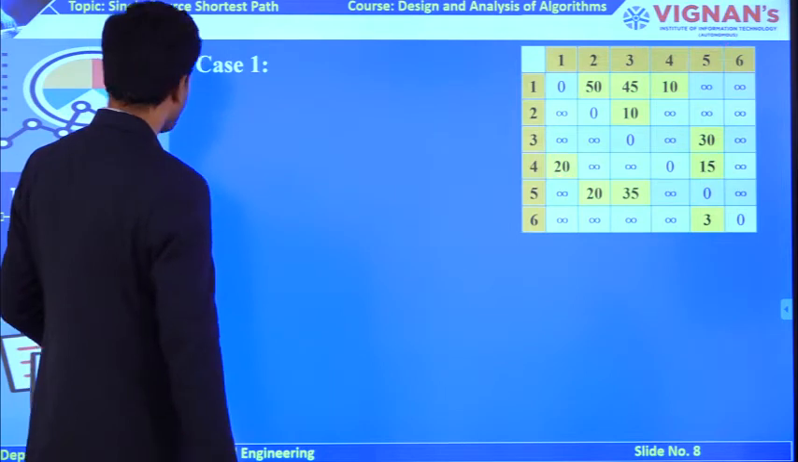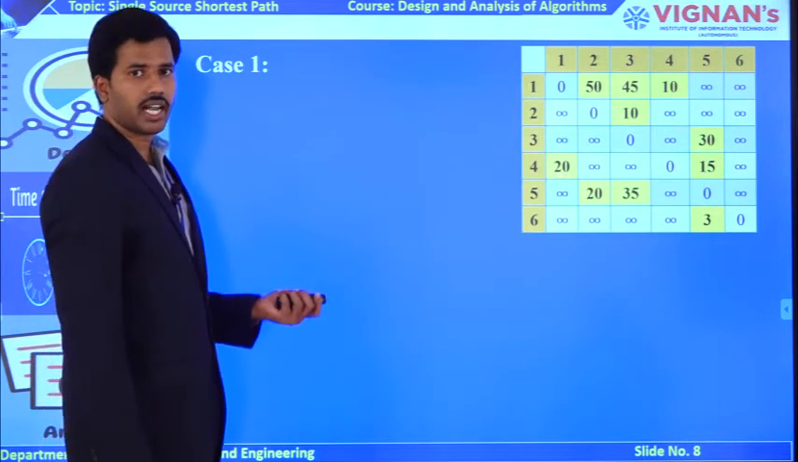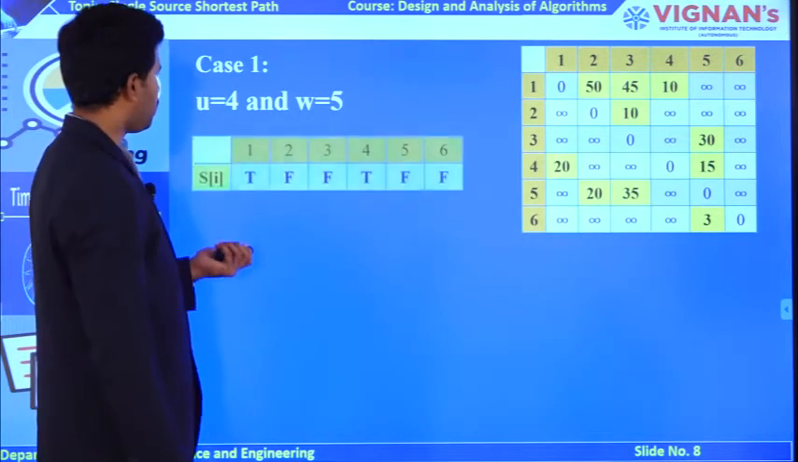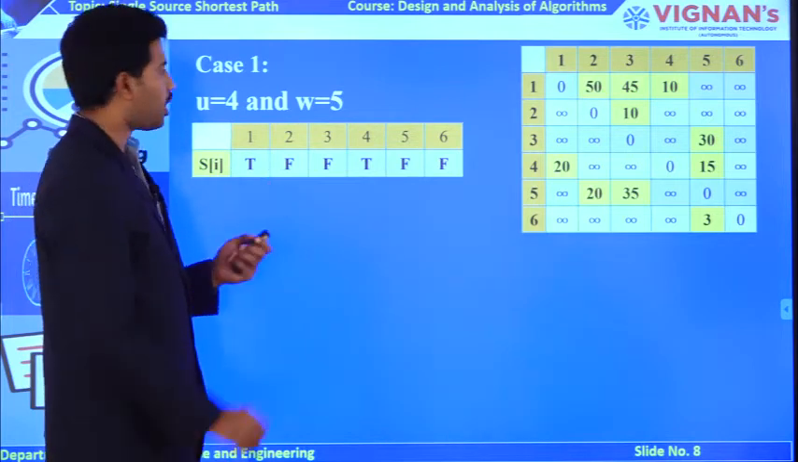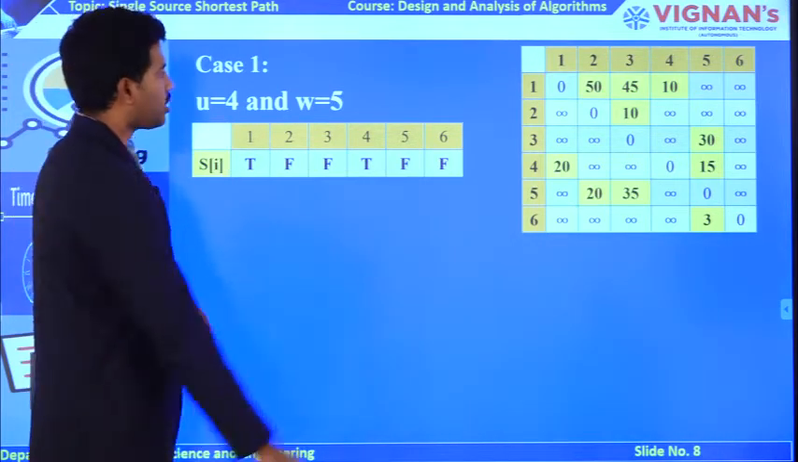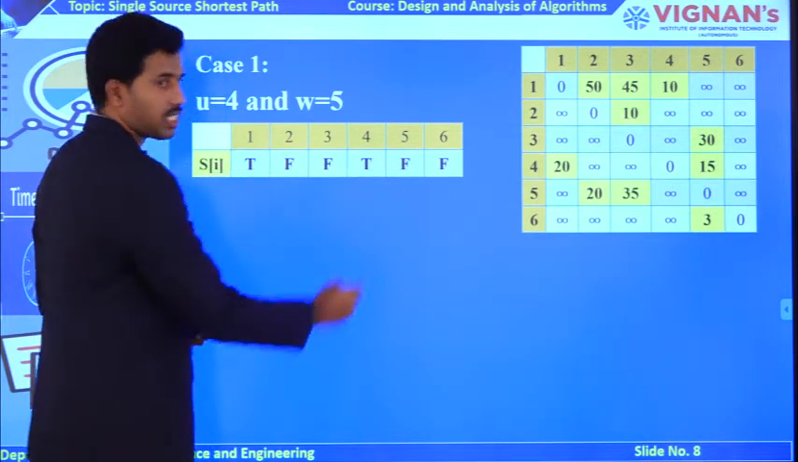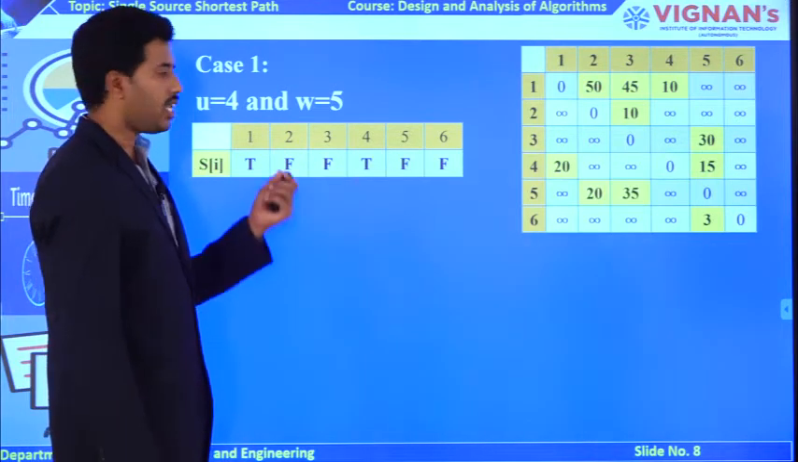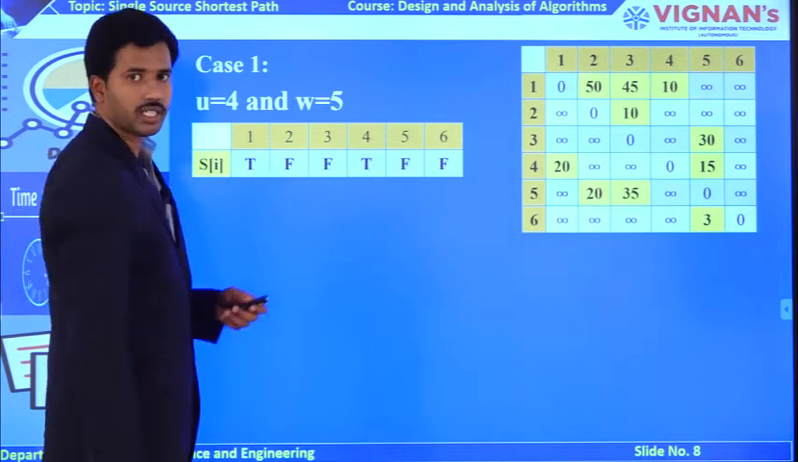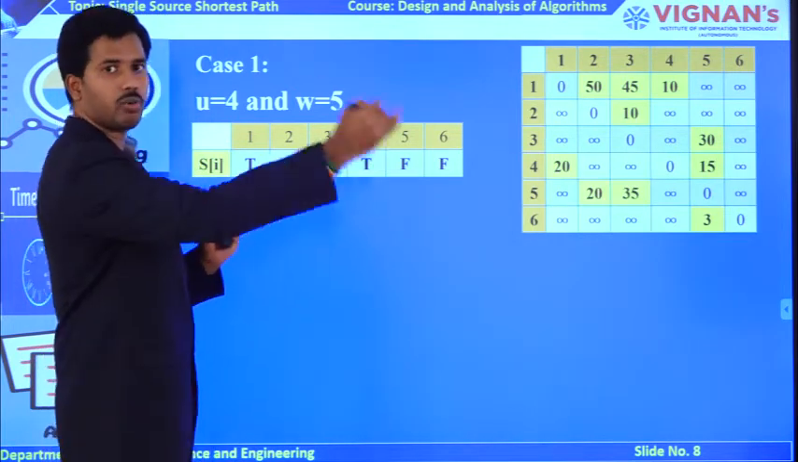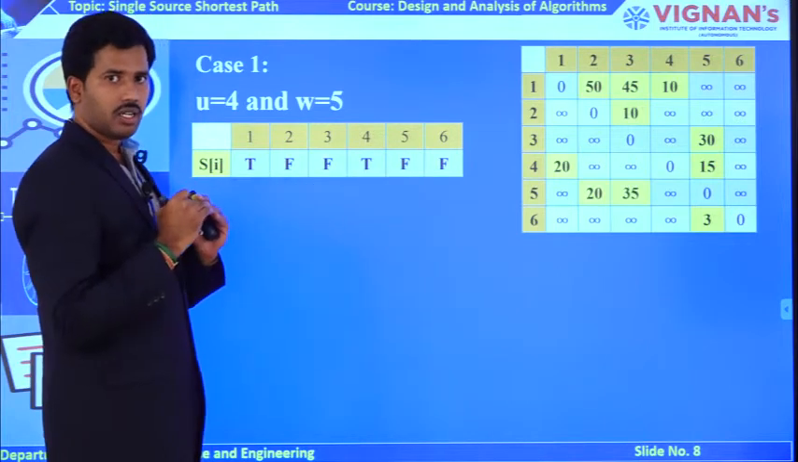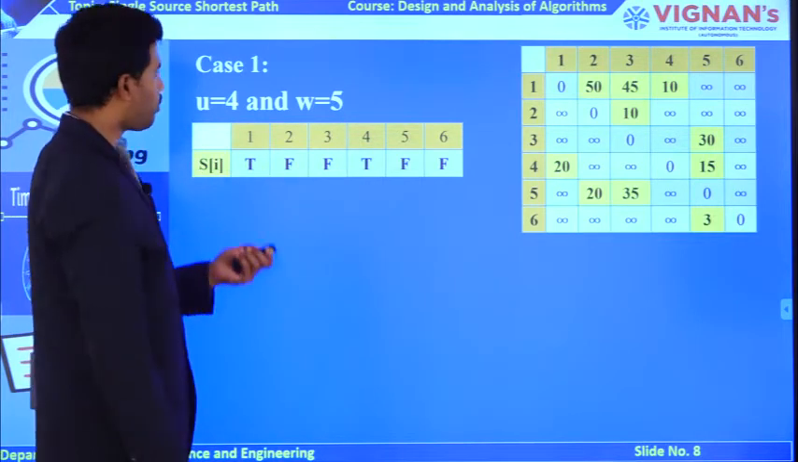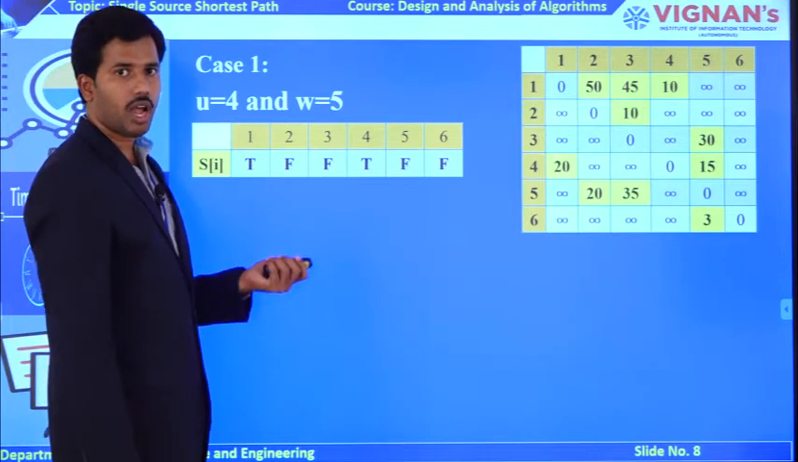Now we focus on how to update the solution vector as well as the distance vector. My U value becomes 4 and W becomes 5. If U becomes 4, my current vertex is 4, so I am changing my 4th index to true. The indices labeled as false are the not visited vertices; if an index has the value true, it is already visited. Now I am at 4, trying to move to 5. Initially I was at 1, so under case number 1, I am at 4 now and moving to 5. With the help of this U and W, I am finding the optimal path.